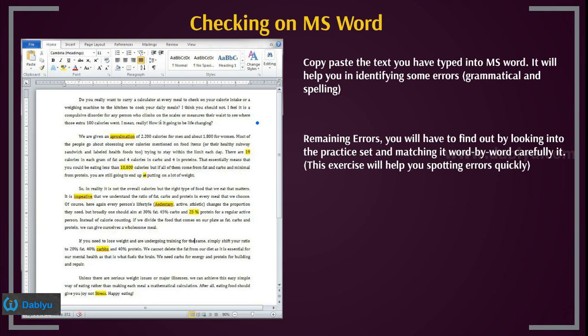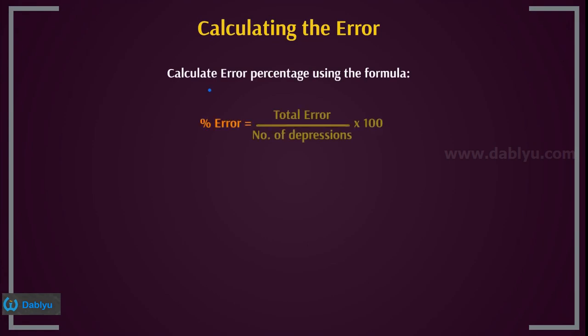Okay. So once you are done identifying all the mistakes, you can calculate the total error based on what we discussed in the second lecture. Then you can compute the percentage error using the formula which we have seen in the second lecture. So this is how you should do the practice sets.